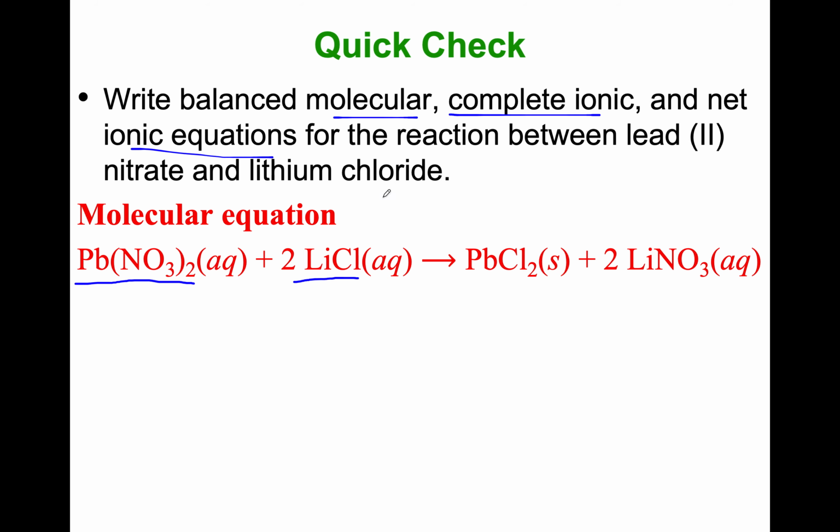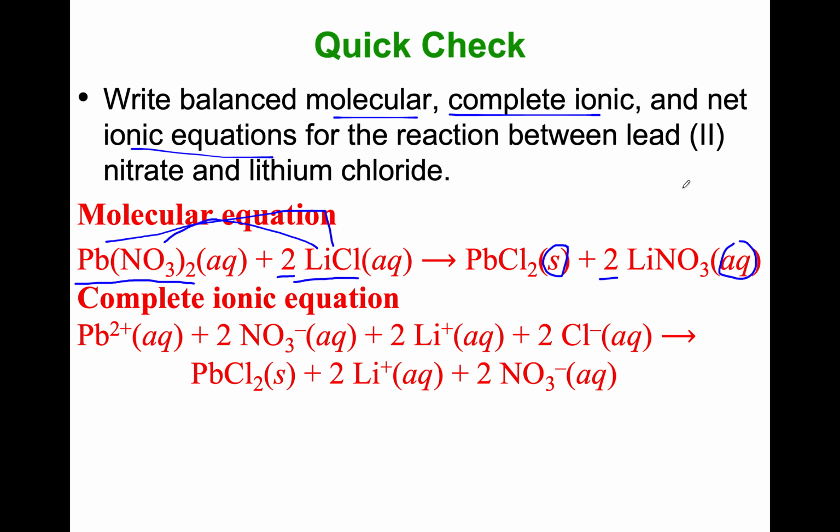Then we need to look and say, what are the products going to be? Okay, that's where we crisscrossed again. Lithium with nitrate, lead with chloride. Then we had to look at the rules. Lead chloride's a solid, lithium nitrate dissolves. And then lastly, where we started this chapter, we had to balance. Okay, so you balance, and now you've got the molecular equation.